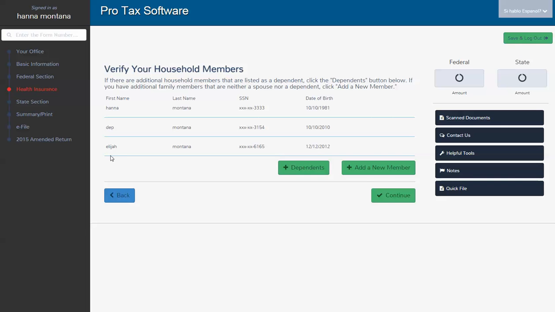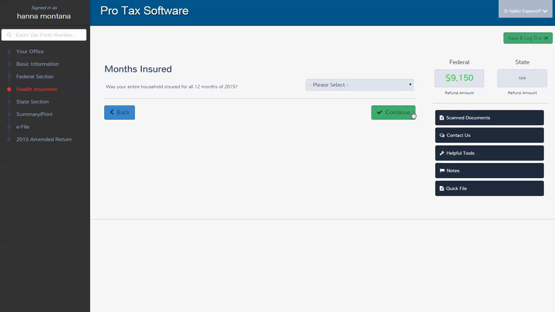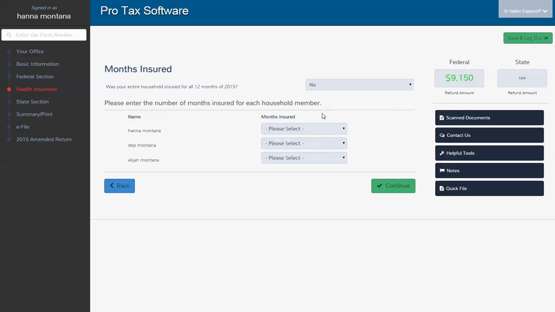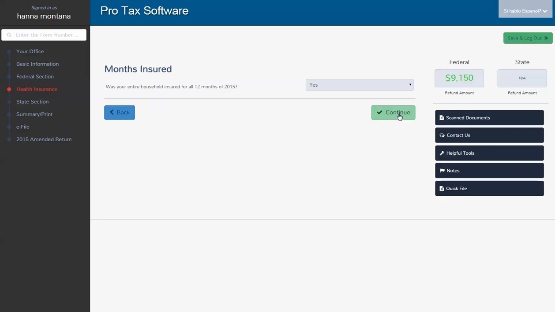So we've got a couple people in our family. We're going to click continue. These are all the members of the family. Was the entire household insured for all 12 months? We're going to make it very simple and say yes. If you say no, it becomes a little bit more of a problem. How many months was Hannah covered? I don't know. 11. And then you would receive a prorated penalty for all this. So we're going to go back and we're just going to say yes to keep our scenario simple. Click continue.